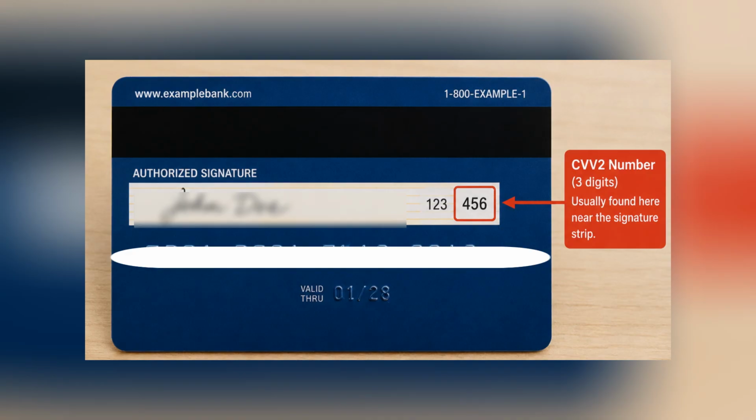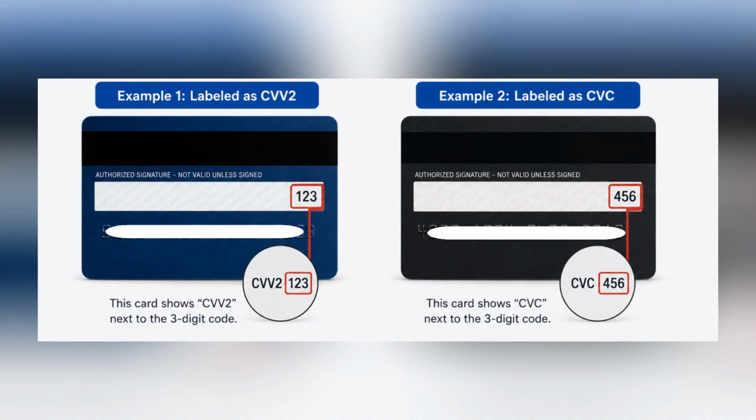In most cases, the CVV2 number is located on the back of your debit card or credit card. You will usually find it near the signature strip. Most cards have a 3-digit CVV2 number printed there. Sometimes the code may also be labeled as CVV or CVC depending on the card issuer, but they are generally referring to the same security code used for verification.